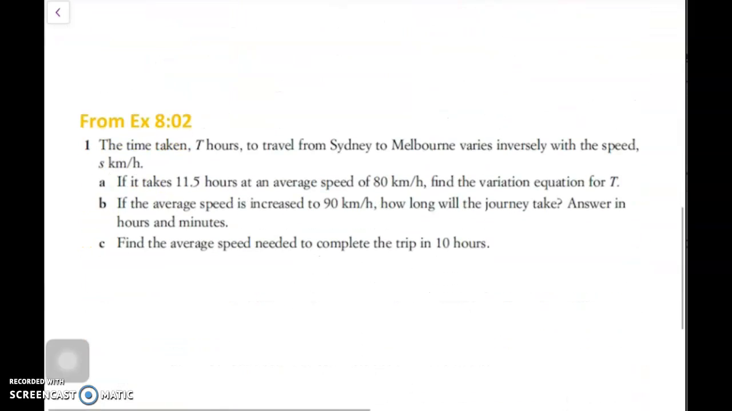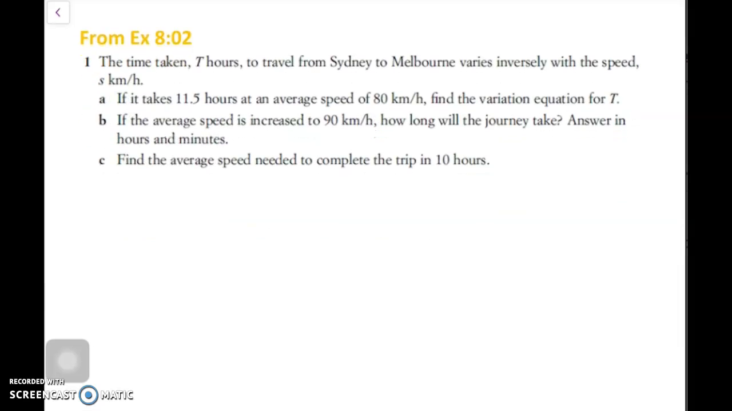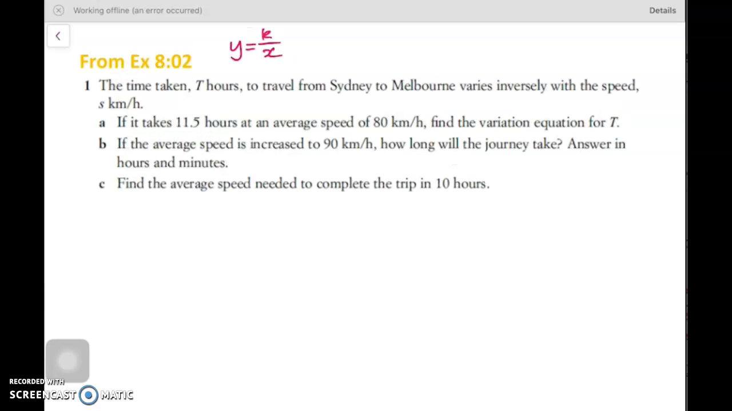Okay, so that was a direct proportion question. Let's have a look at exercise 802, which deals with indirect or inverse proportion. And remember, our formula was the first variable is equal to K over the second variable. In question 1, we are told the time taken to travel from Sydney to Melbourne varies inversely with the speed. So we can write an equation for that. The first variable T is inversely proportional to speed. So T is equal to K over S.